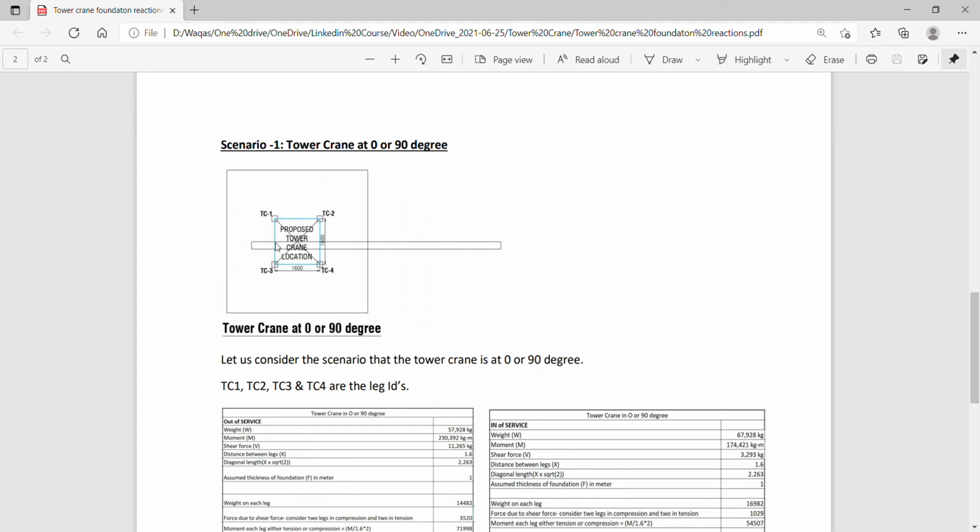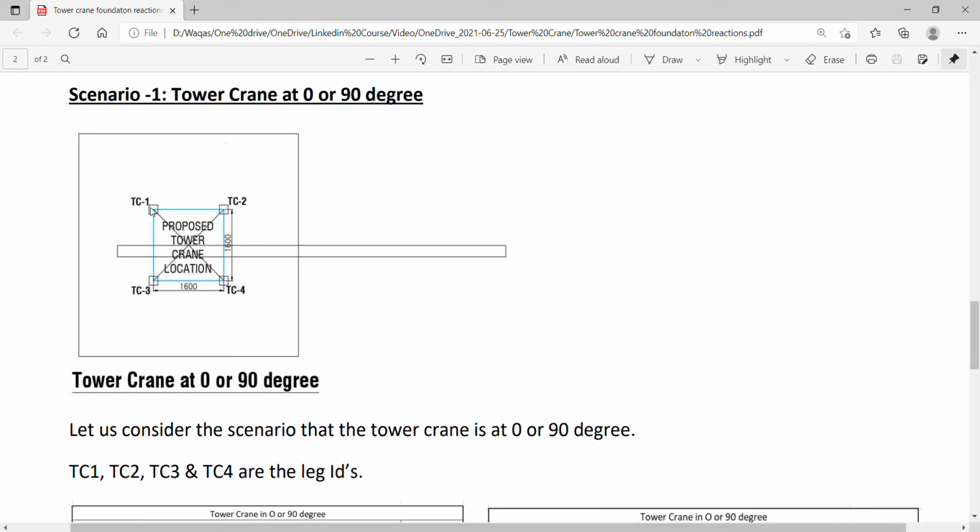So let us discuss when it is exactly at 0 degree, or you can say 90 degree, what will happen on the supports. If you notice, I just marked the foundation tags: this support has the name TC1, this support I made TC2, TC3, TC4, and the legs are 1.6 meters apart. So this is 1.6, or you can say 1600 millimeters apart. So this is the configuration of the foundation.